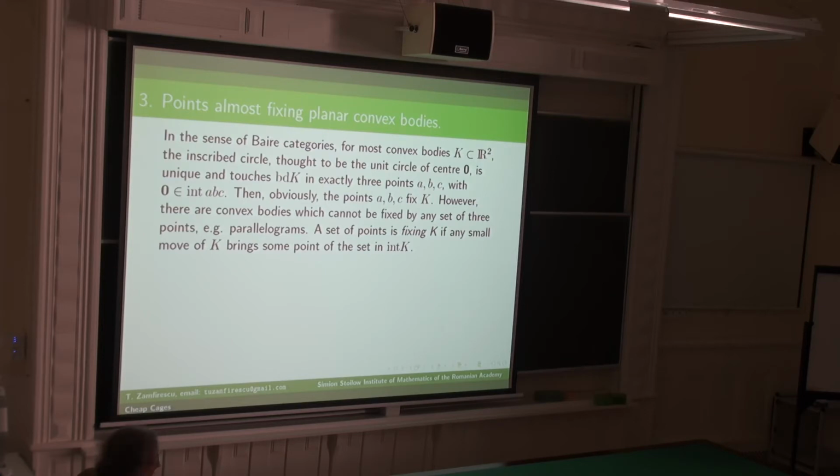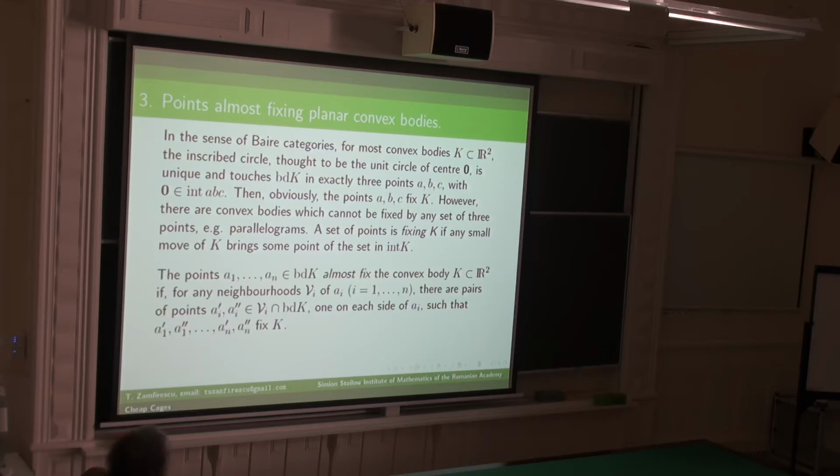In such a case, which is the typical case, the points ABC fix the convex body. The convex body is planar. But there are convex bodies which can't be fixed by any set of 3 points. For example, parallelograms. We define the notion of almost fixing.